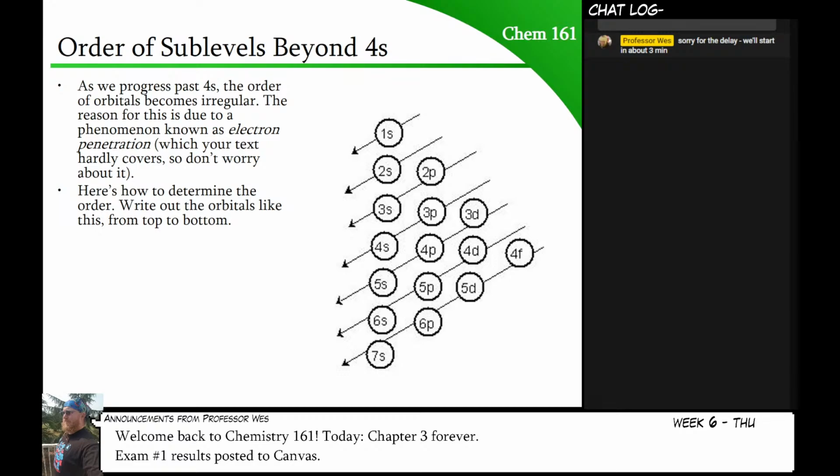Lab number 3 is pretty self-explanatory. It's just solution preparation and concentration. You do have to make a graph, though. So if you have issues making the graph for the Beer-Lambert plot, let me know. I can help you with that in the Discord channel. But it'll be due next week.